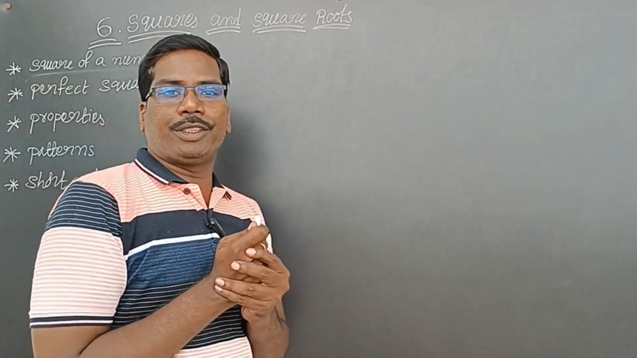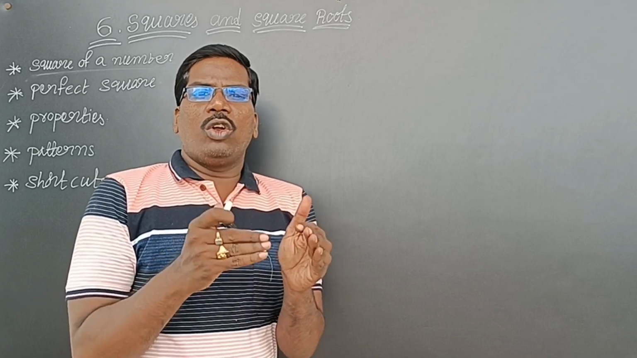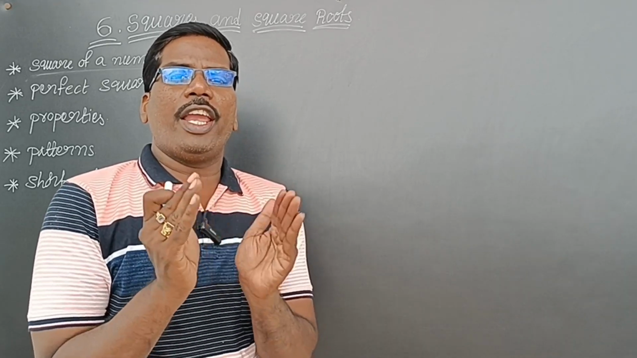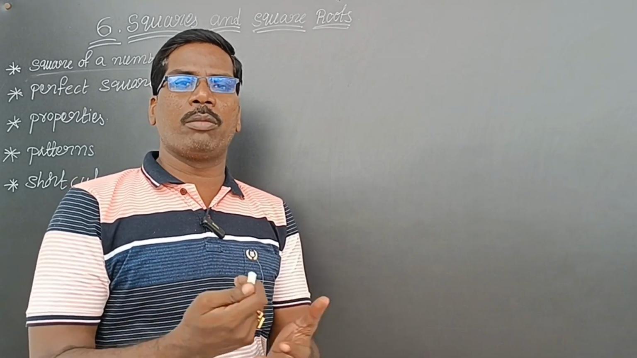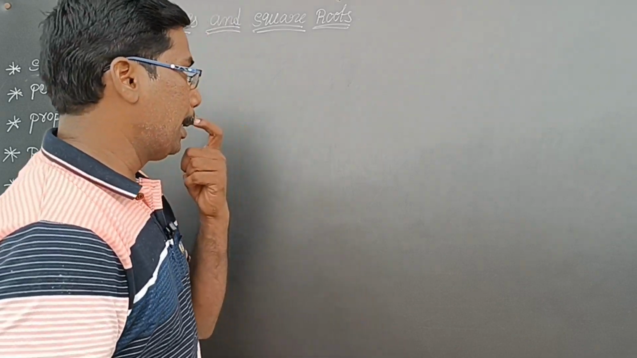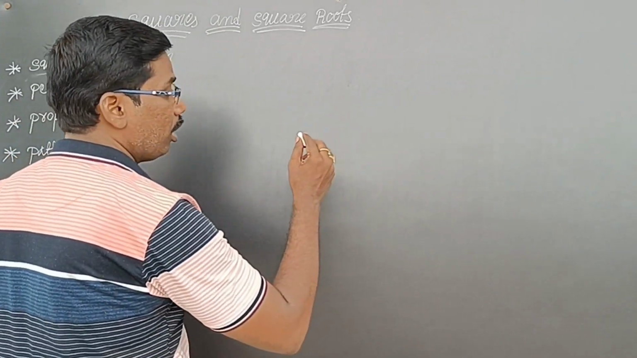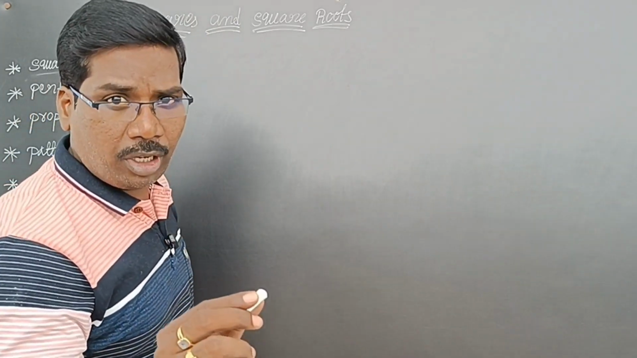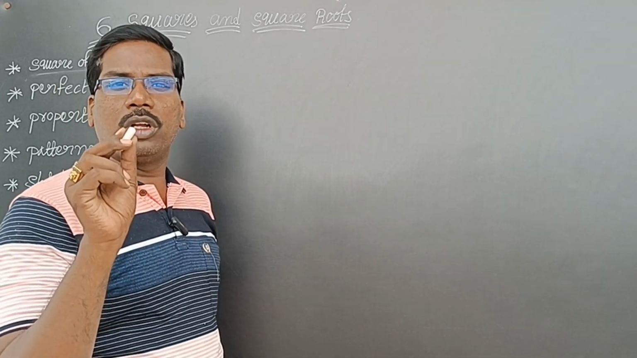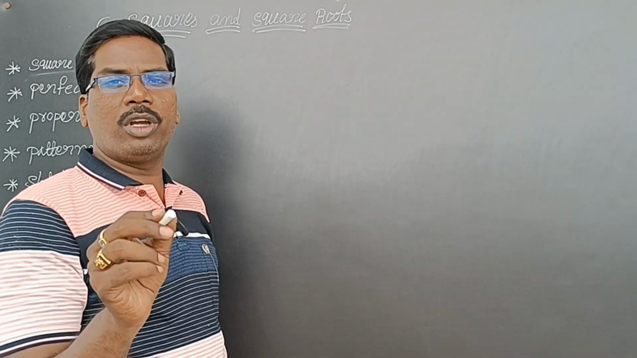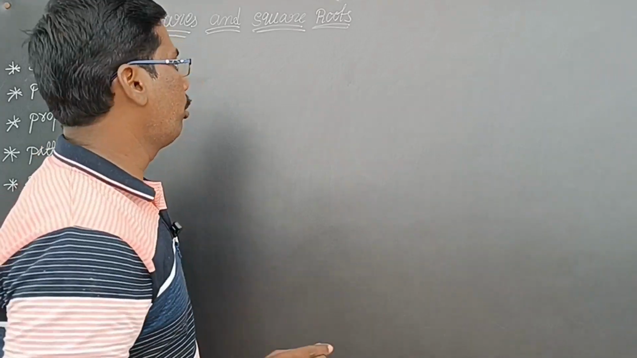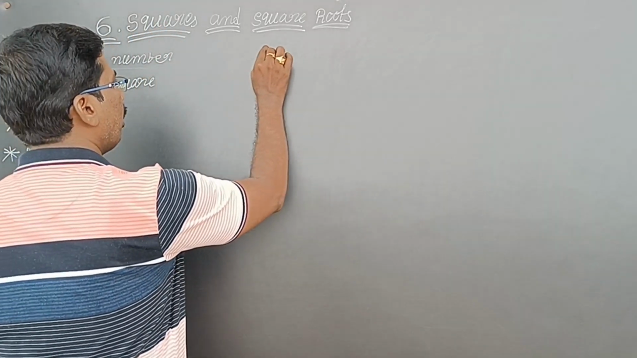What is the square of a number? A number means any number. How will you get it? The product of a number with itself. The multiplication of a number with itself is called the square of a number.